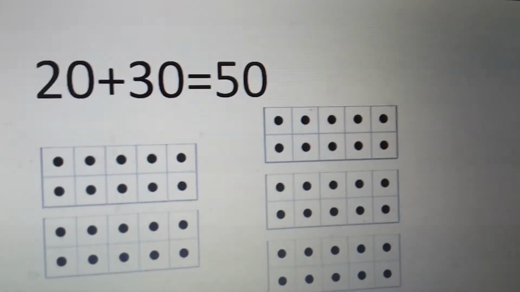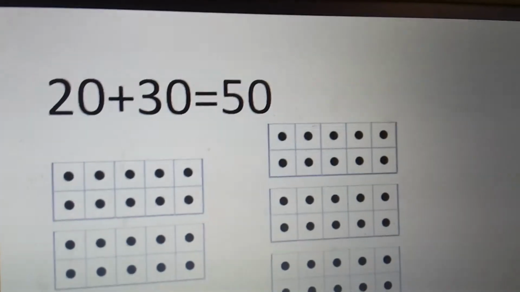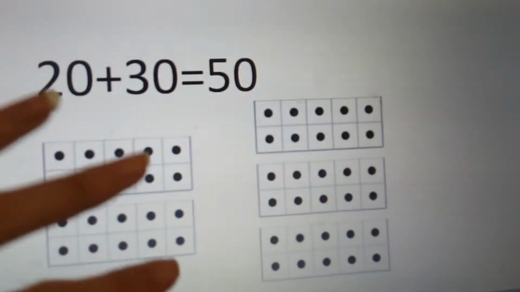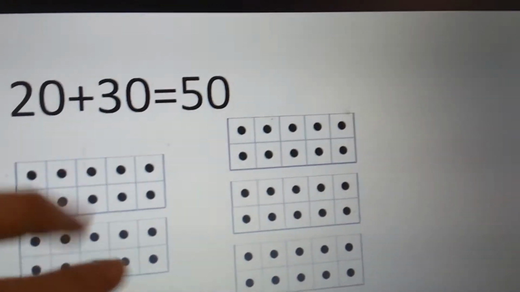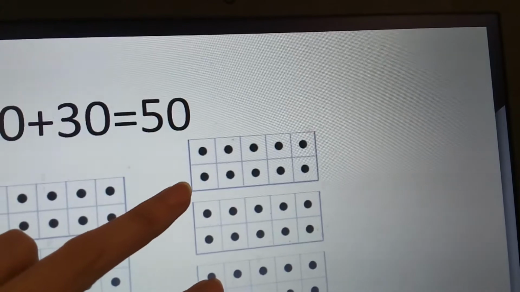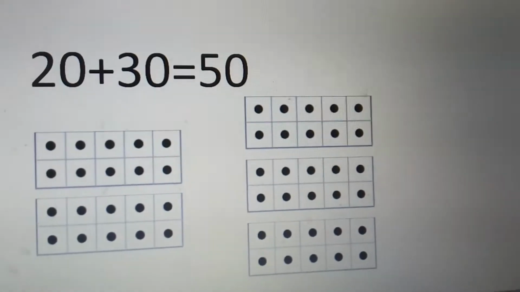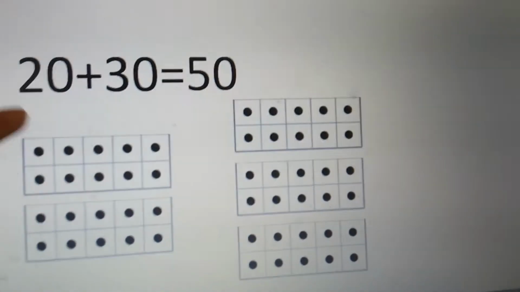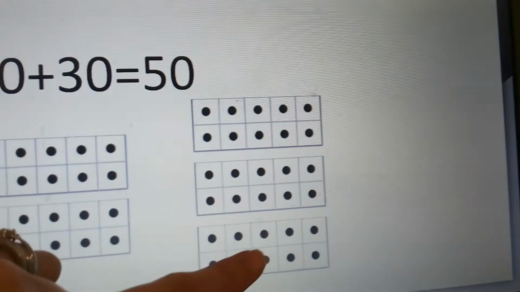For example, in the number sentence 20 plus 30, we can figure out that our sum is 50 by counting 2 tens, which is 10, 20, and then 3 more tens, which is 10, 20, 30, and by counting all the tens together, we get 50. Let's try that. Ready? 10, 20, 30, 40, 50.